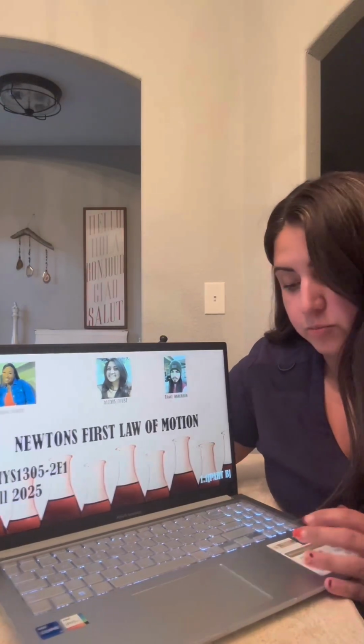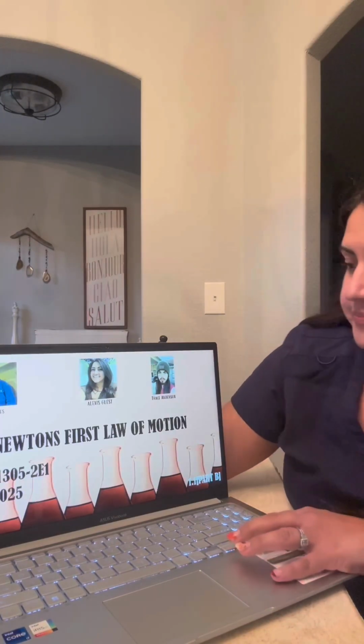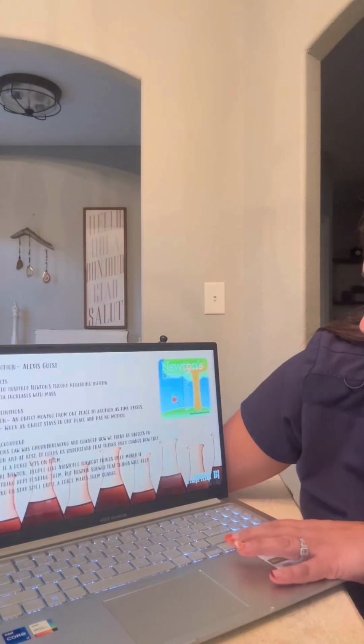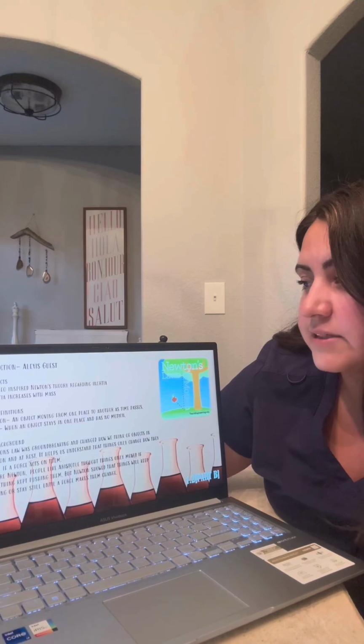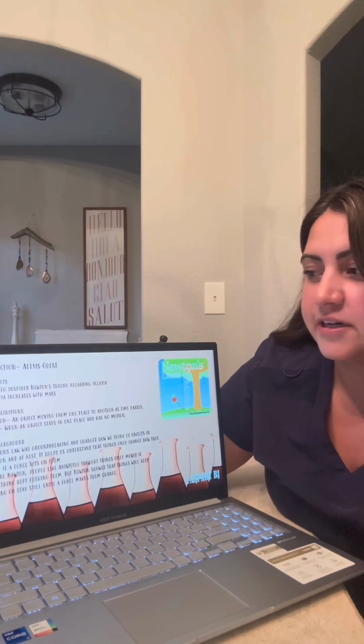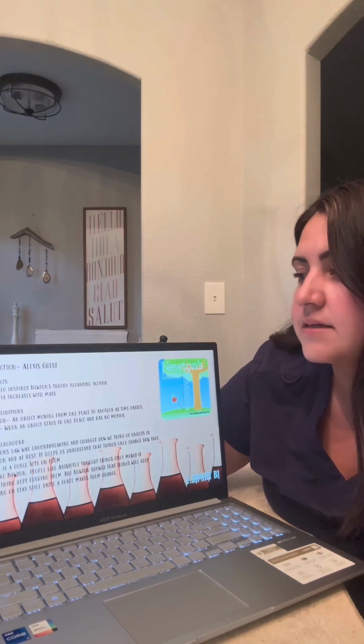Gravity, friction. Today we're going to be talking about Newton's first law of motion, which is: an object at rest stays at rest, and an object in motion stays in motion unless acted on by an external force. Some basic facts are that Galileo inspired Newton's theory regarding inertia, and inertia increases with mass.